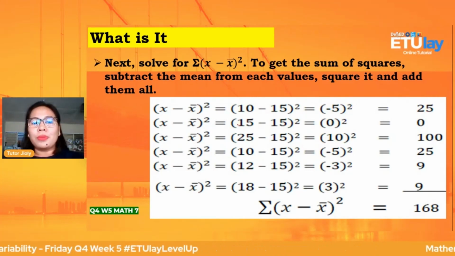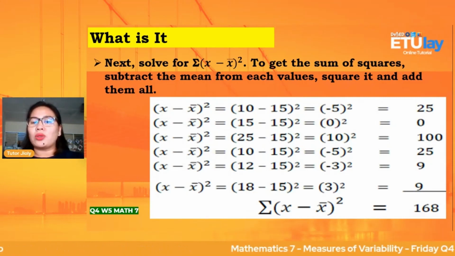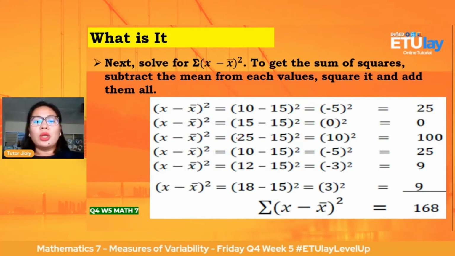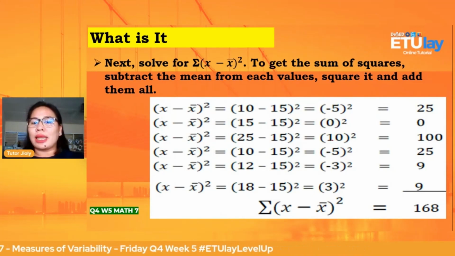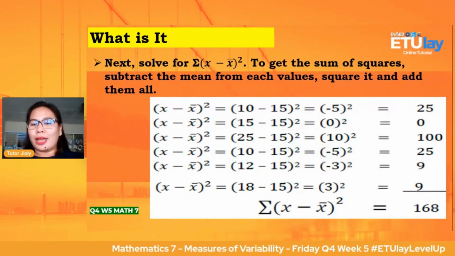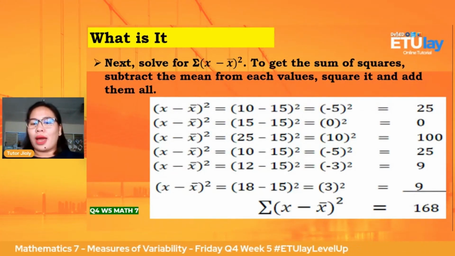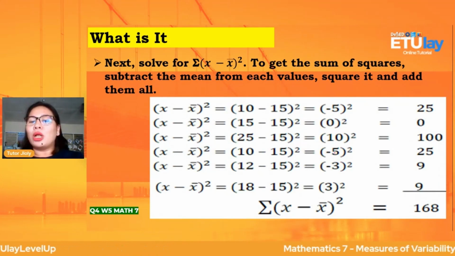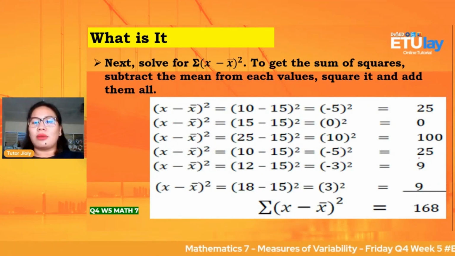Again, the next data is 15. 15 minus 15 is 0. If we square the 0, that is equal to 0. Also, 25 minus 15 is 10. We square 10, that is 100. Next, we have 10 minus 15, which is negative 5. If we square the negative 5, because in our operation for integers, negative times negative is positive, negative 5 multiplied by negative 5 is positive 25.